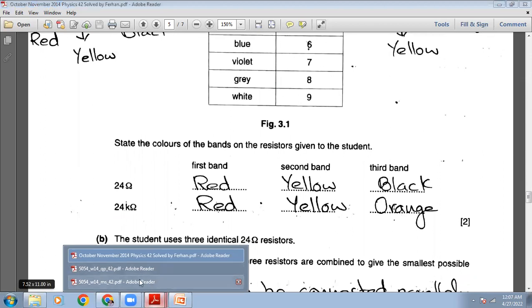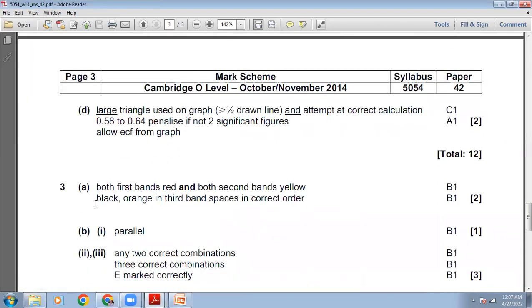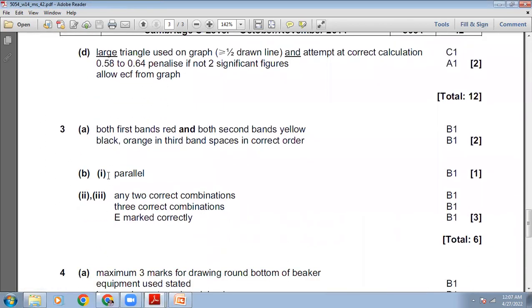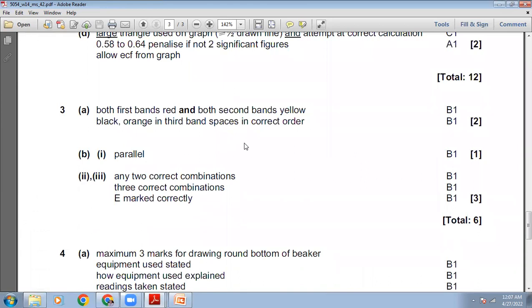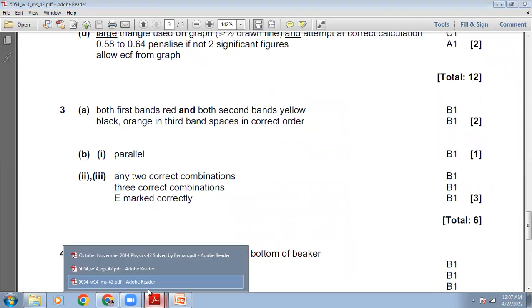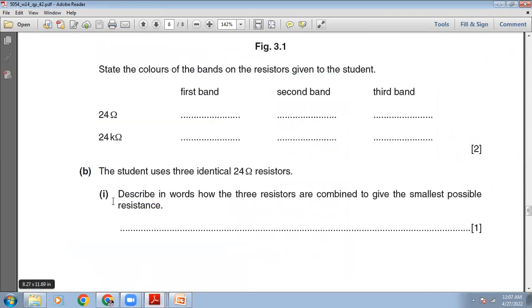So let's check the marking scheme. Both first bands red, both second bands yellow, black and orange in the third band. So our answer is right. Okay, so the next question.